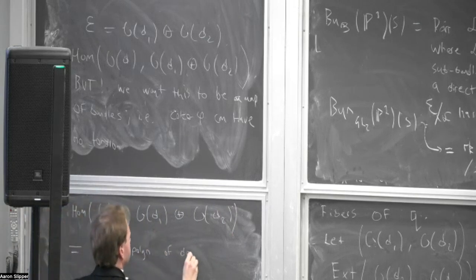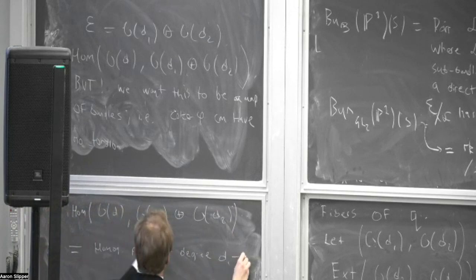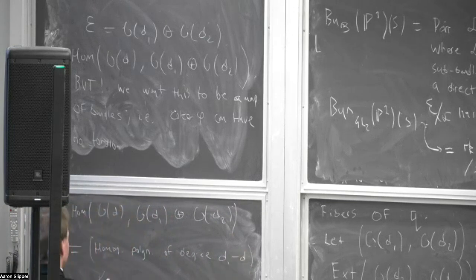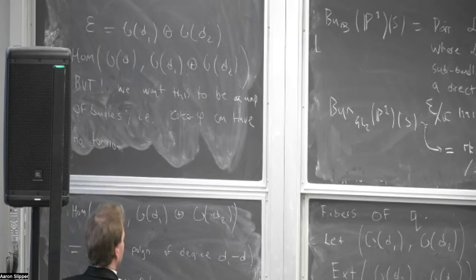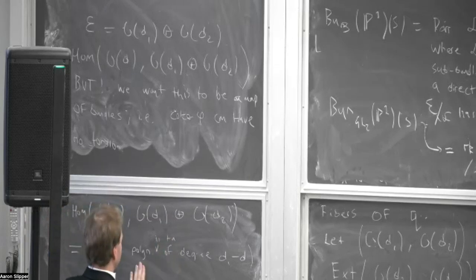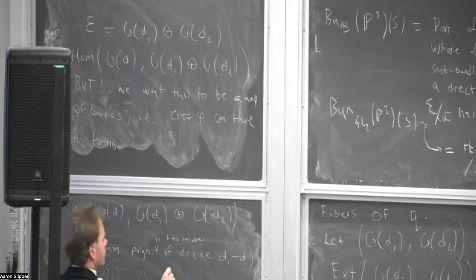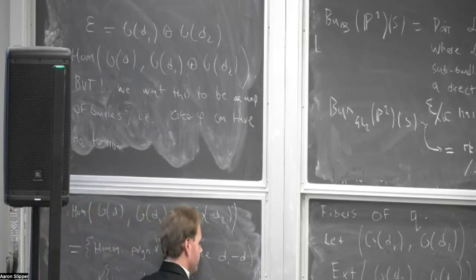of degree d1 minus d times homogeneous polynomials in two variables. This is P1, projective space over R. And notice with this, we do T minus.